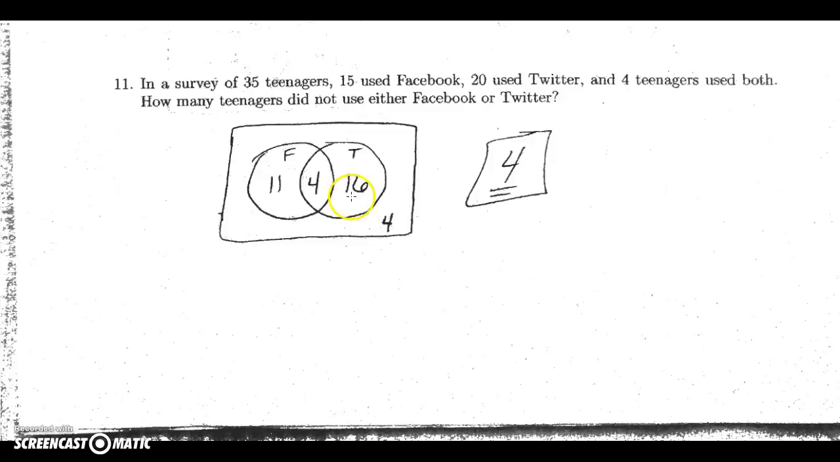And after we do all of that, we can count these up: 20, 31 either used Facebook or Twitter, and we need 35 total, so that gives us 4 on the outside. So notice this 4 is coming from this 4 here, not from this 4.